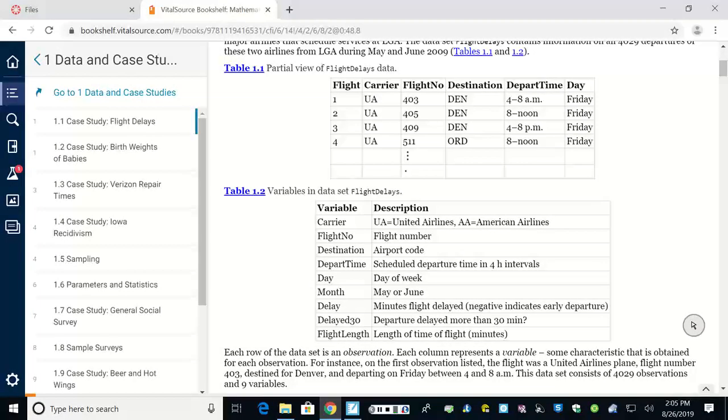Destination, day of the week, month, delay, right? Minutes delayed. Are they delayed more than 30 minutes? And then the length of flight, right? So obviously, one question could be comparing these two types of airlines, right? Does one seem to have more delays? Is there any other question you might want to ask about these data?